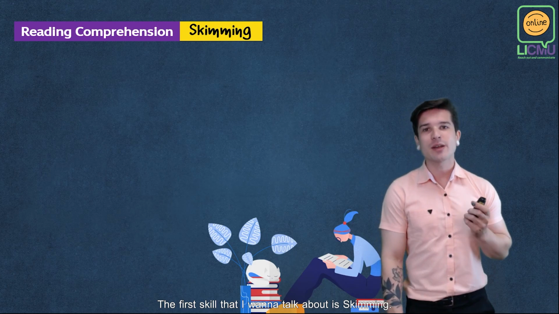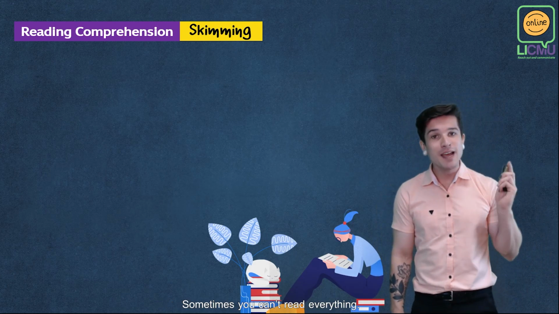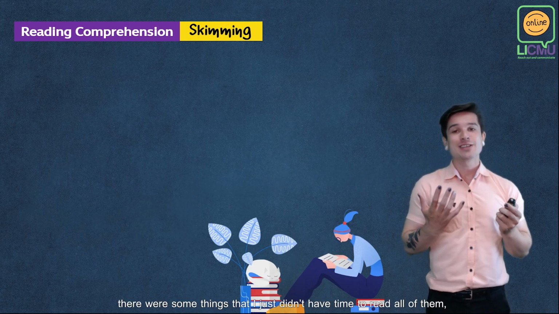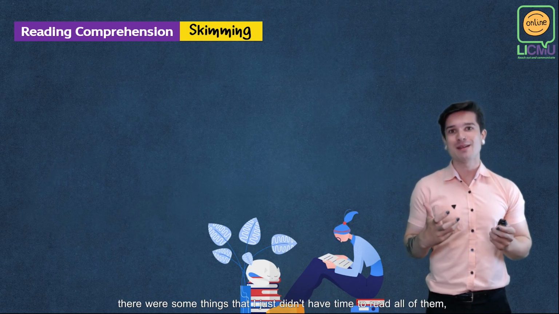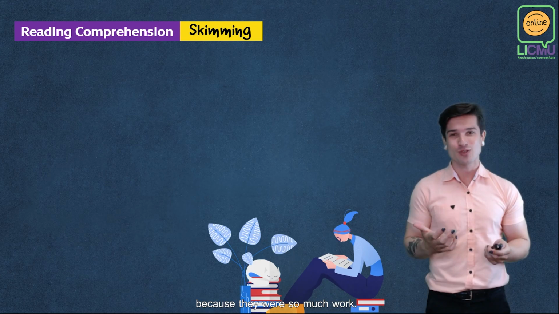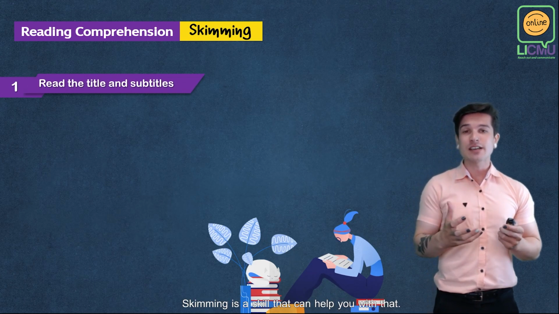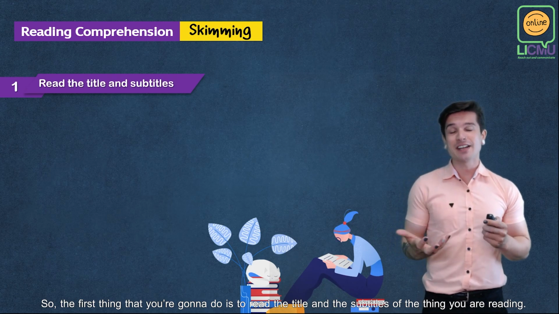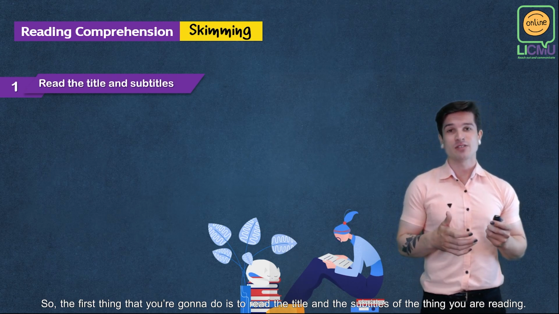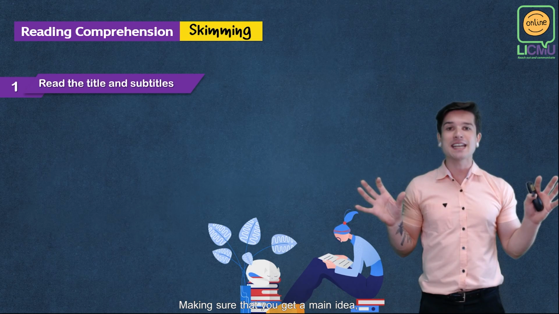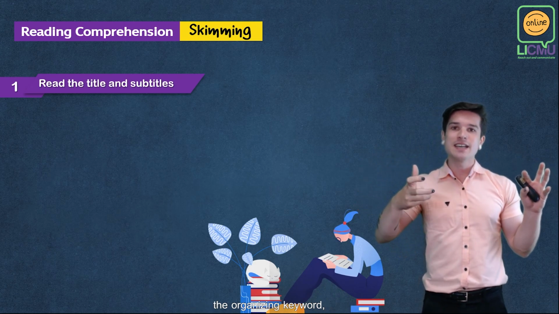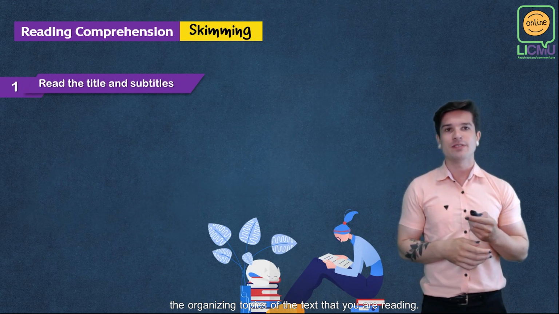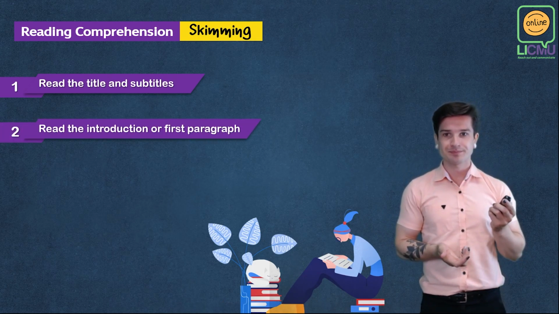The first skill that I want to talk about is skimming. Sometimes you can't read everything. I know that when I was in university, there were some things that I just didn't have time to read all of because there was so much work. Skimming is a skill that can help you with that. So the first thing that you're going to do is to read the title and the subtitles of the things that you're reading, making sure that you're getting the main idea, the organizing keywords, the organizing topics of the text that you're reading.